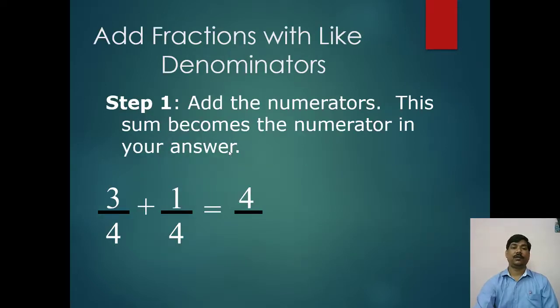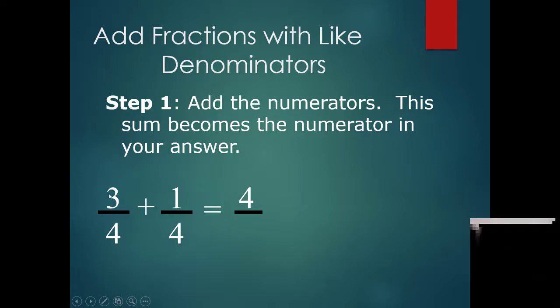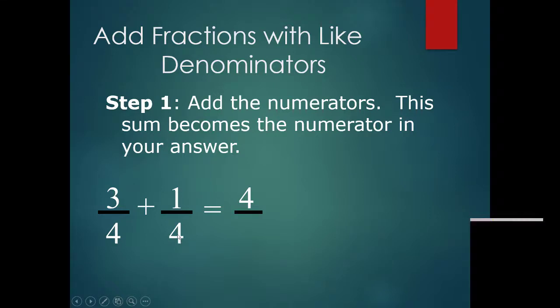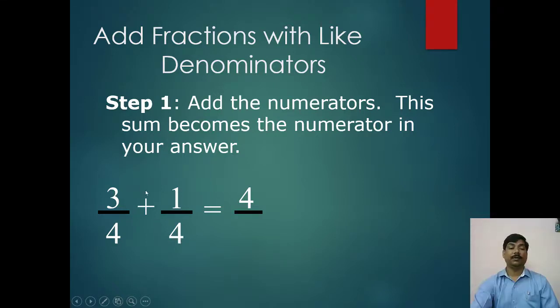Now we will add the fractions. Here we are taking the fractions 3 upon 4 and 1 upon 4. We have to add 3 upon 4 and 1 upon 4. As we observe, the given fractions are like fractions, with the same denominator. So to add them, we follow some steps.